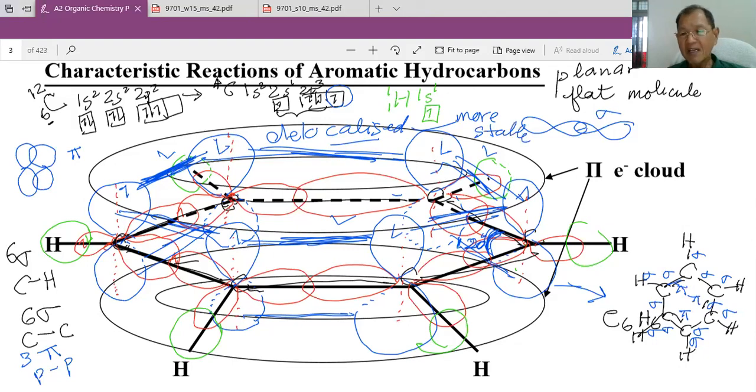For example, here, if you represent your benzene by this molecule, the Kekulé structure means a double bond here. If it's a double bond here, that means that this will react just like an alkene. That means it will react with bromine. Bromine will be decolorized, right? Will be decolorized.